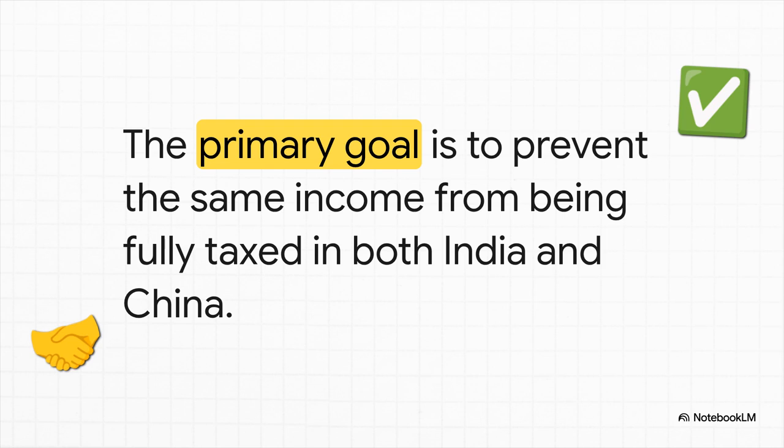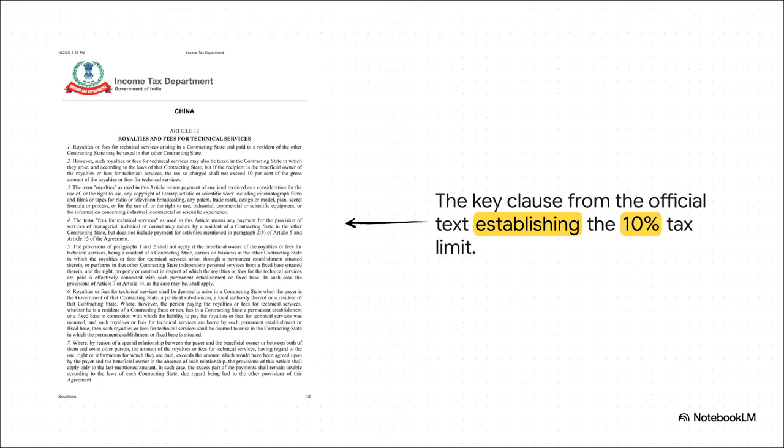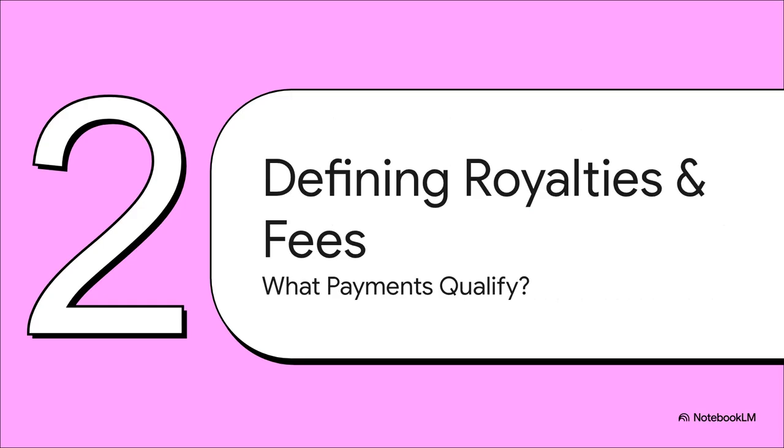So instead of duplicating the tax burden, this agreement creates a system to share the tax revenue. And look, this isn't just a friendly guideline. It is written right into the treaty itself. Just take a look at the official language from paragraph 2. The tax shall not exceed 10%. That very specific phrasing is what gives this rule its real power. It's not a suggestion, it's a hard cap on what the source country is allowed to tax. Period.